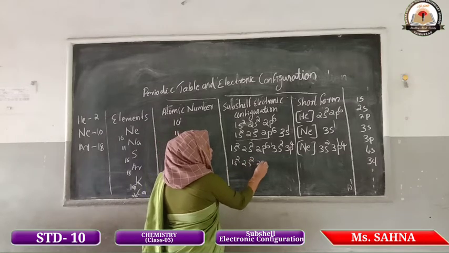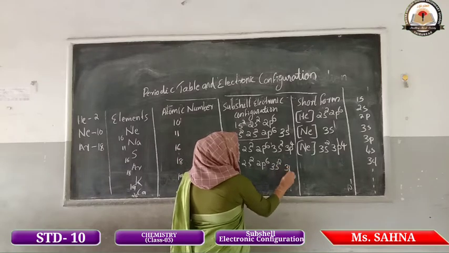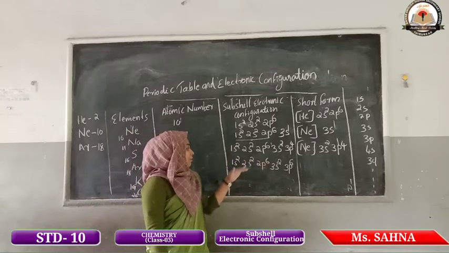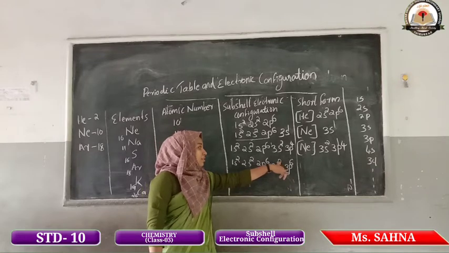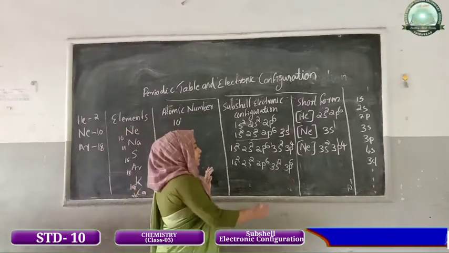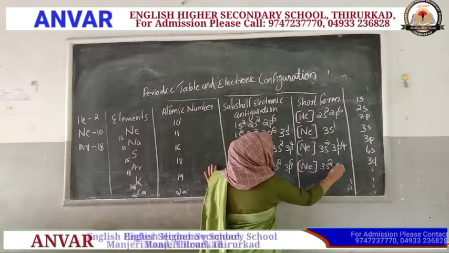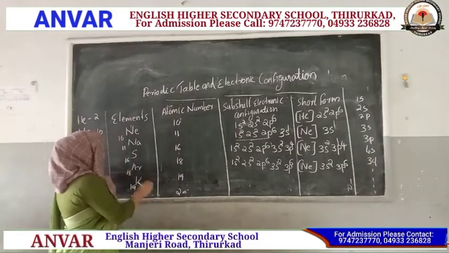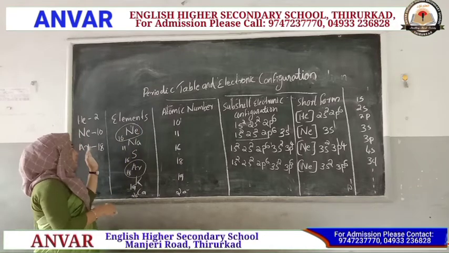1s2, 2s2, 2p6, 3s2, 3p6. You count the number of electrons: 2 plus 2, 4, 10, 12, and 18 electrons are filled in this subshell, and we write the short form: neon 3s2, 3p6. In this table, argon and neon are noble gases, or 18th group elements.